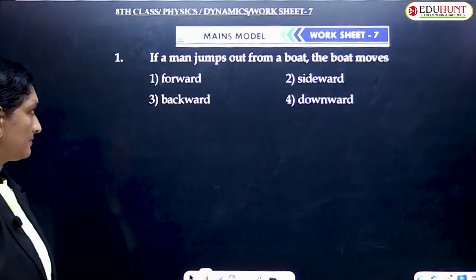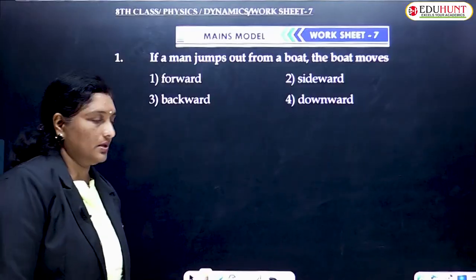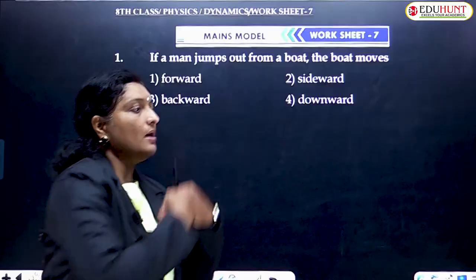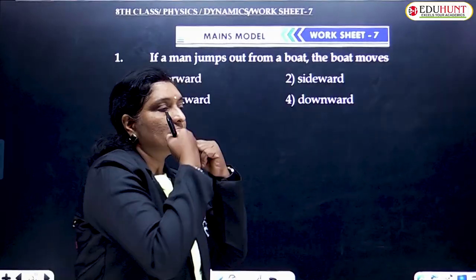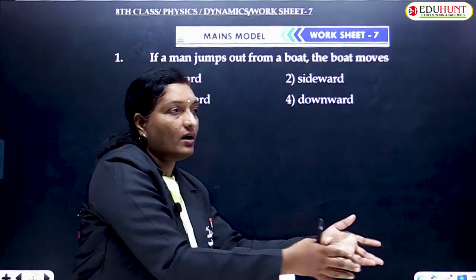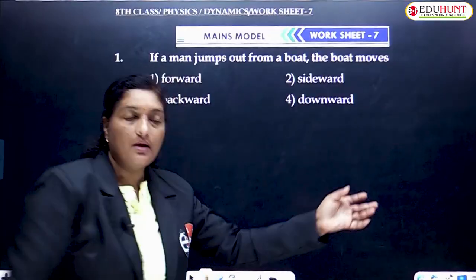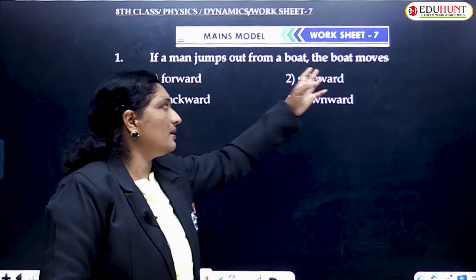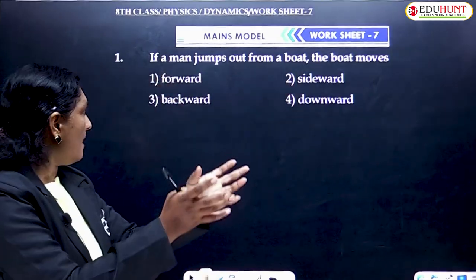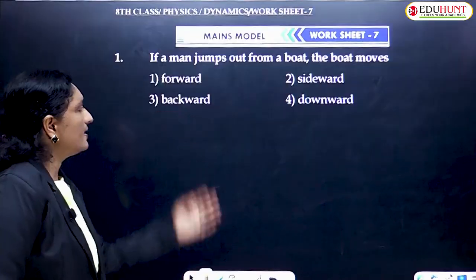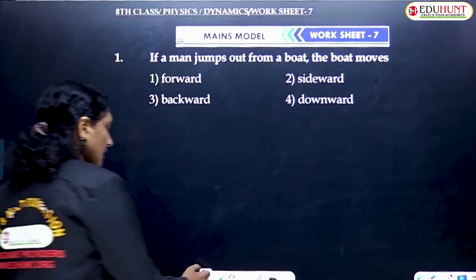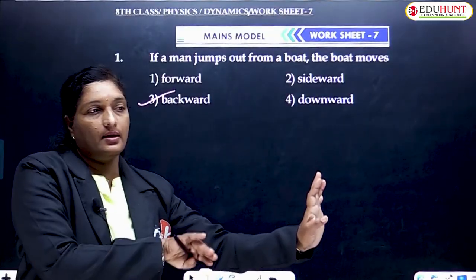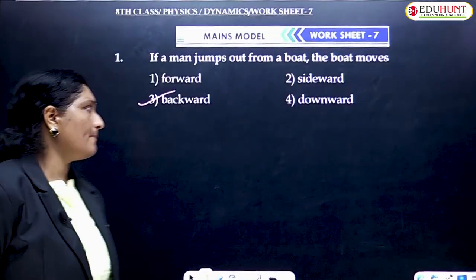First numerical. A man jumps out from a boat. That means he will be jumping forward. This is an action part. Whenever he moves forward, what happens to the boat? As a reaction part, the boat must move in the backward direction. So a man jumps out from a boat, then what happens to the boat? The boat must move in the backward direction. So which is the correct option, children? Third option. Hence, your correct option is backward direction. The man moves forward, reaction part, the boat moves backward.